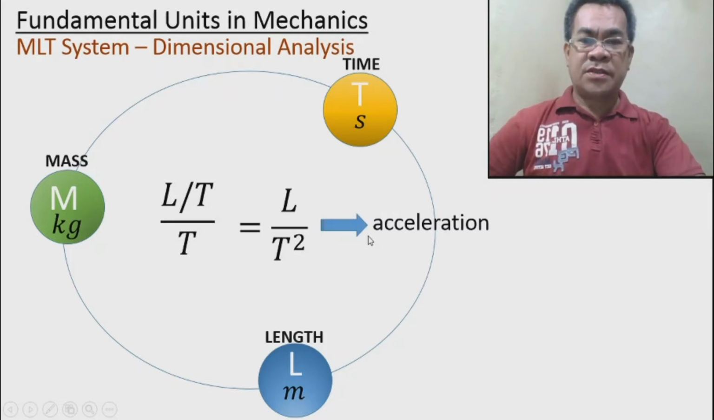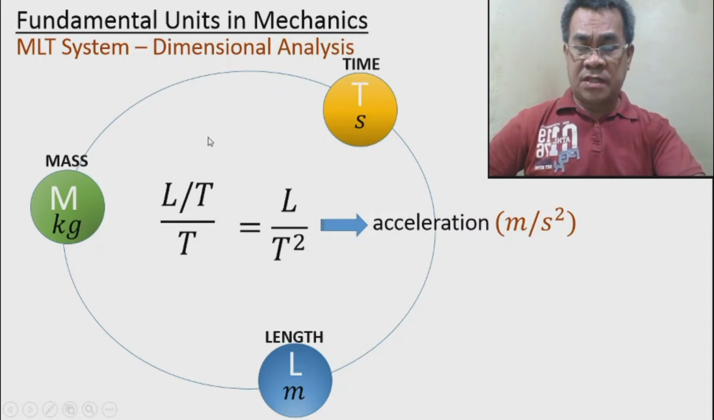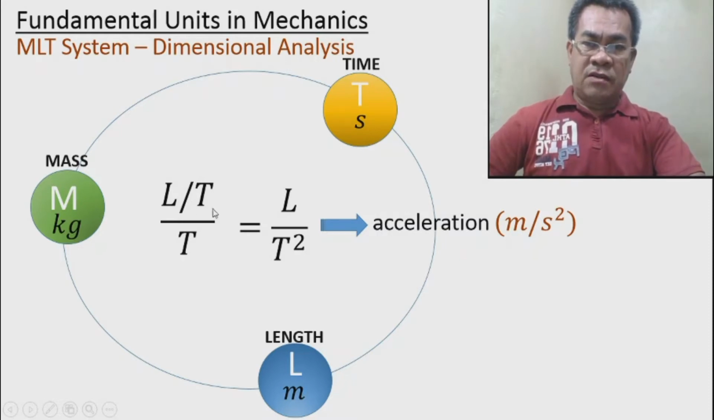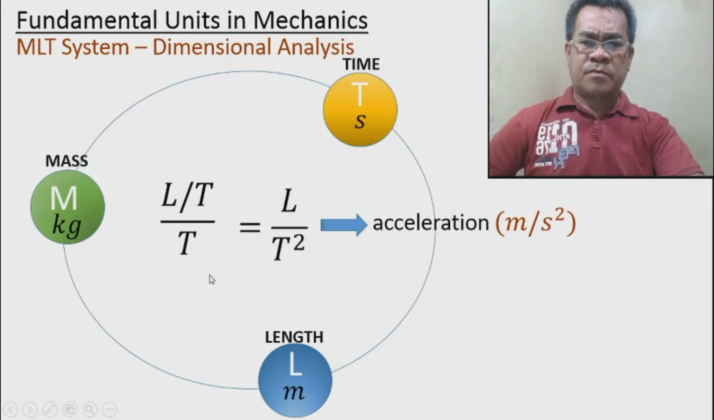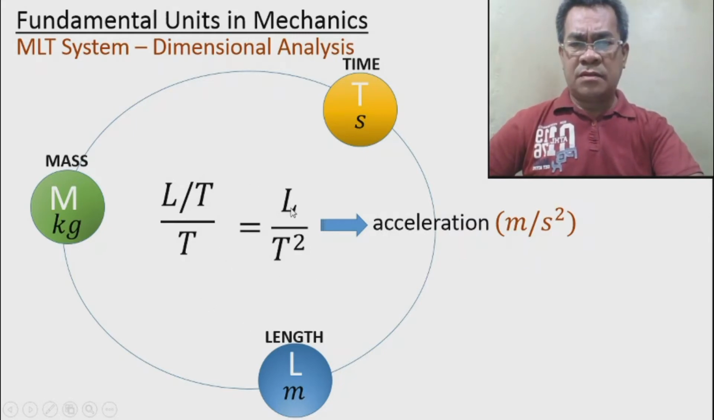Okay? So there are many possible quantities that can be produced using these 3. So L over T squared is actually the acceleration, and it has the unit of meter per second squared. There are many quantities that can be formed on this MLT.